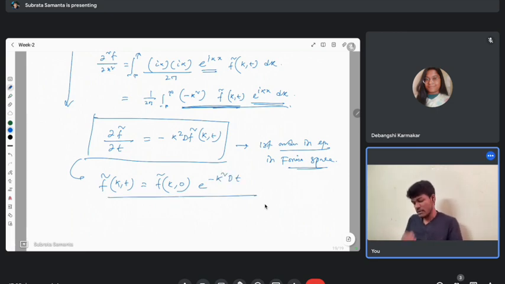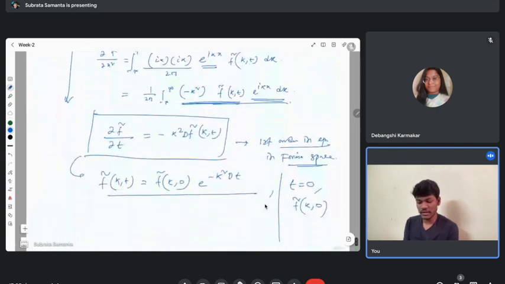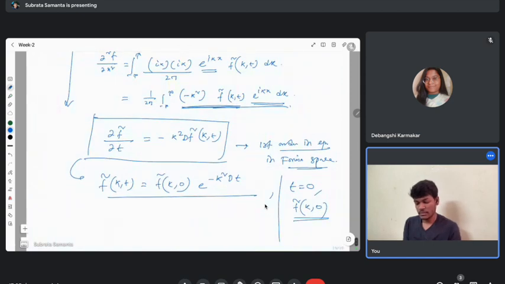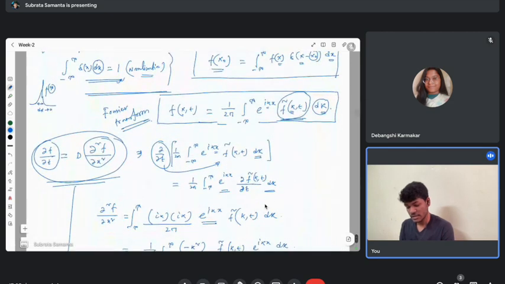We can choose t equals 0. At t equals 0, the function is f tilde(k,0). So initially we choose, at t equals 0, f(x,0), and its Fourier counterpart is f tilde(k,0). Similarly, f tilde(k,0) and f(x,0) are related by the definitions, so in this way they are related.